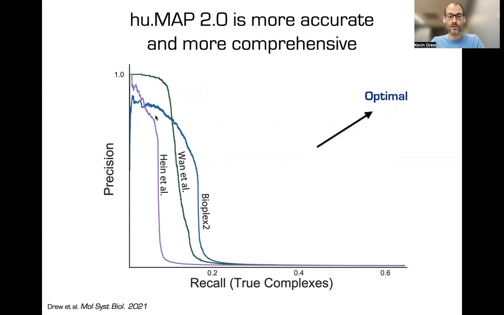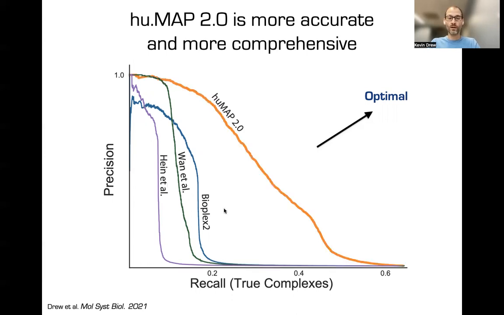And what we see here is 3 individual data sets by themselves before we've integrated them. They actually do quite well in their high confidence region. They're very precise, but as we increase in recall, they quickly drop off in precision. We can integrate all of these data together and we push this curve up and to the right. We're becoming more accurate and more comprehensive.